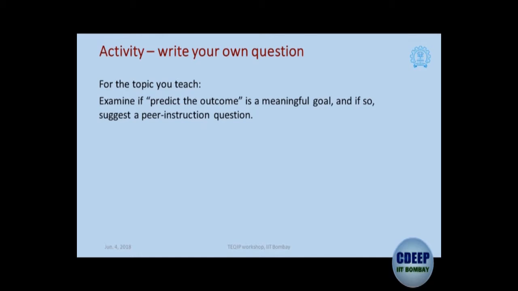So is predict the outcome a meaningful goal for some of you? Can you think of an experiment in your topic that you teach where you can think of writing a peer instruction question of this type? The experiment doesn't have to be something done in the lab. Experiment means a phenomenon, something that moves.